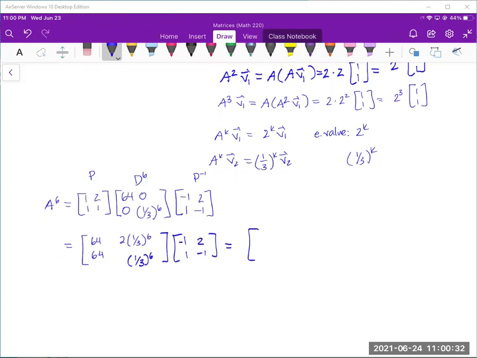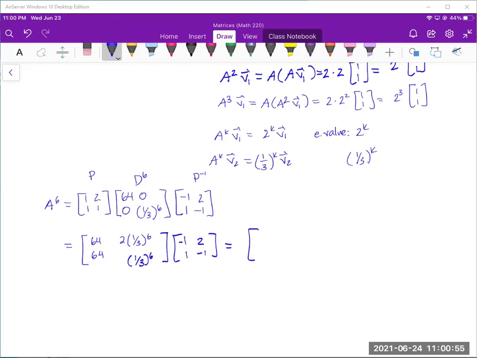What we can see here is that the direction corresponding to the second eigenvector 2, 1 is going to fade away. It's going to go to 0, whereas the direction V1 is going to become very strong. All of our vectors are going to get quite large.